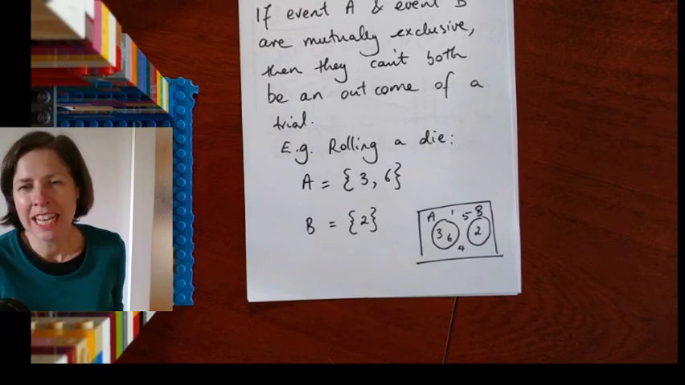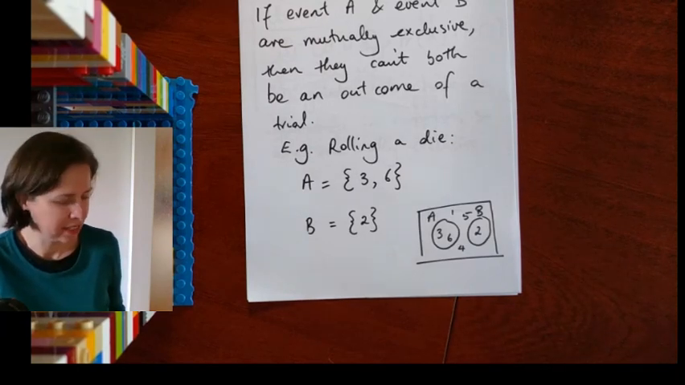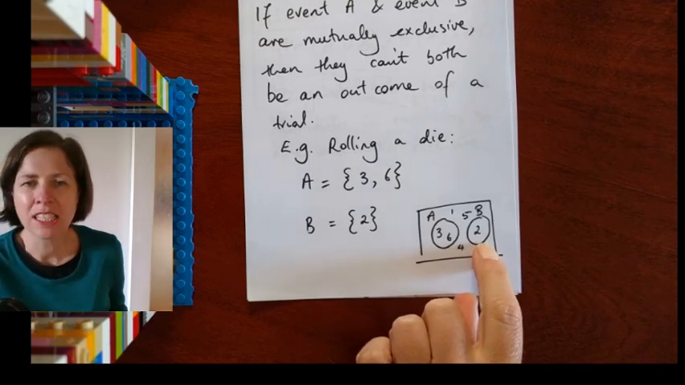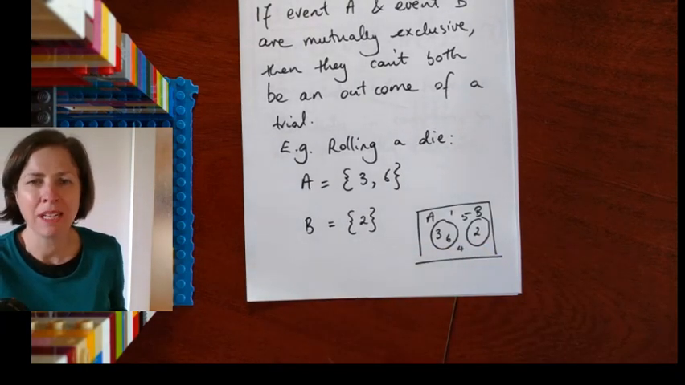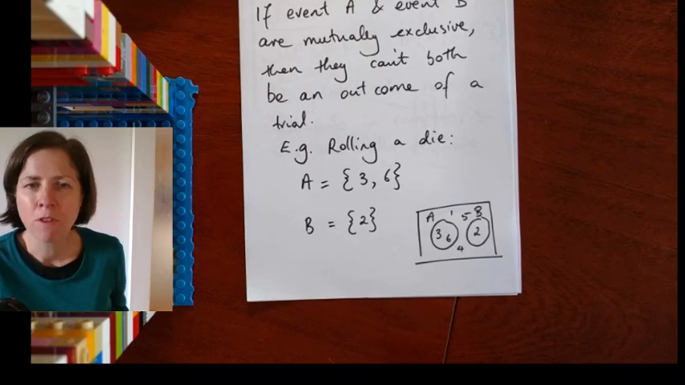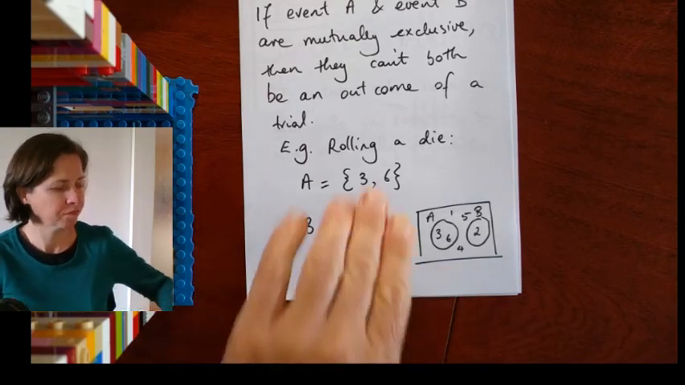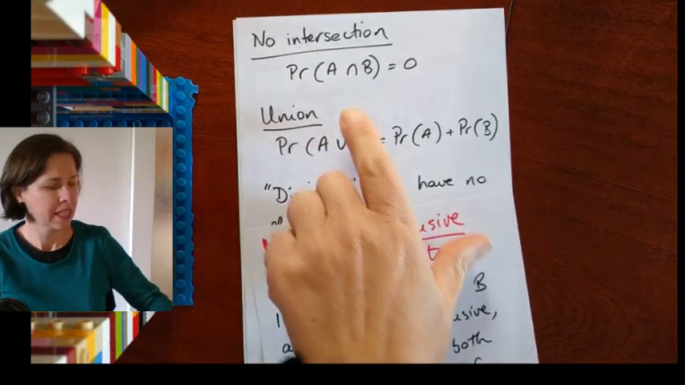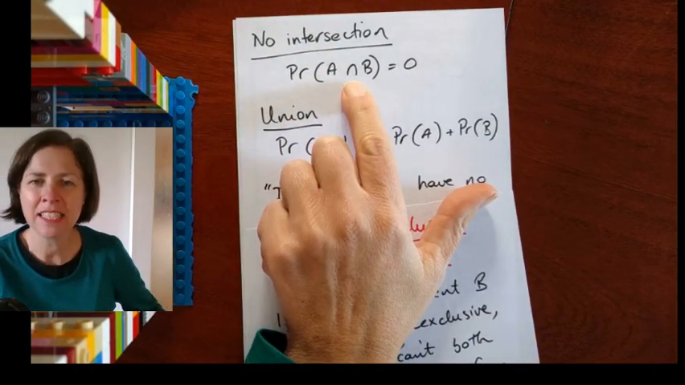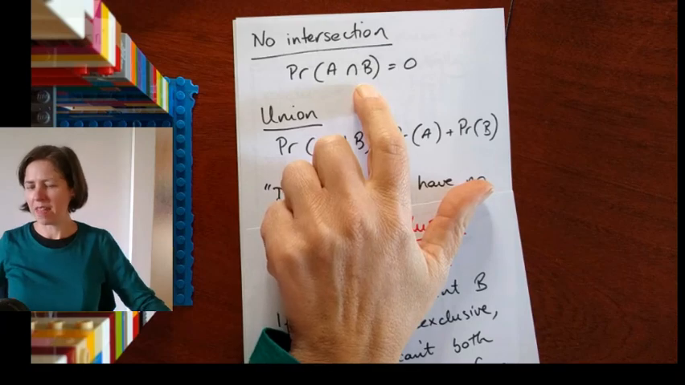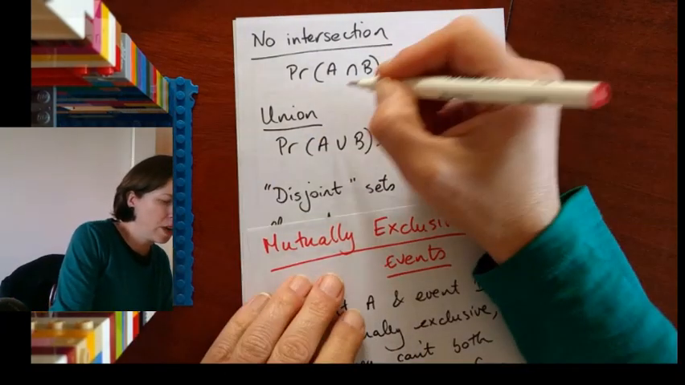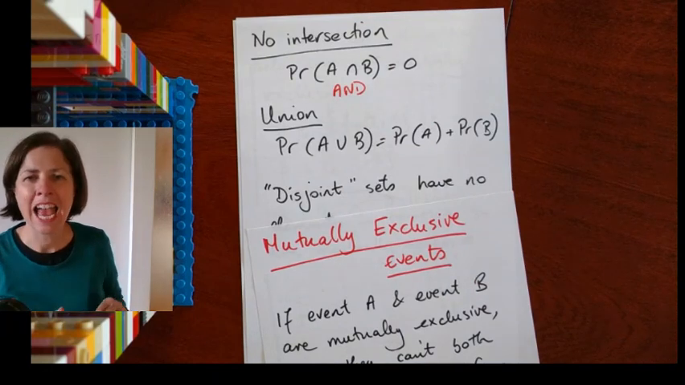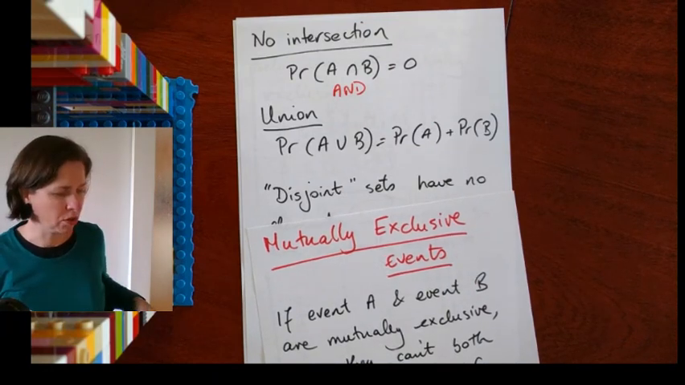Now, what you need to notice here is that there's no intersection. Normally when we draw a Venn diagram, our sets overlap and there's that special section where both things happen. There is no overlap for mutually exclusive events. So if there's no overlap, then that means the probability of the intersection is 0. Remember that for intersect, we use the word and. So the probability of getting A and B equals 0.